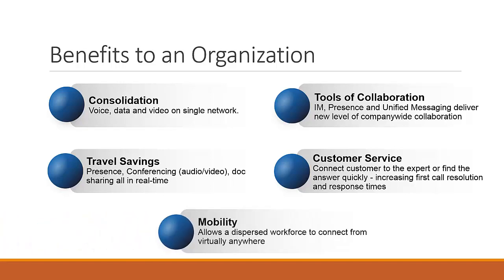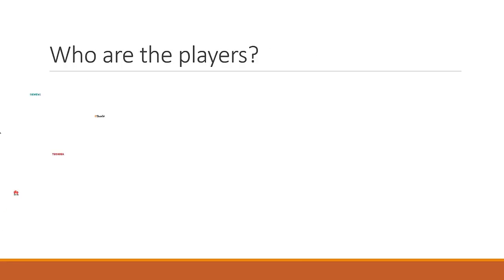Now, one of the most valuable benefits to an organization, I believe, is mobility. Users can work together and collaborate in real time regardless of their location. As long as they have a high-speed connection to the internet, they can have the same experience as if they were located in the home office. So now that we know what UC is and how it can benefit an organization, let's take a look at who the players are in this space.